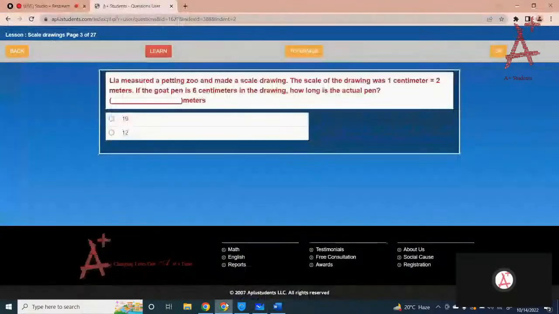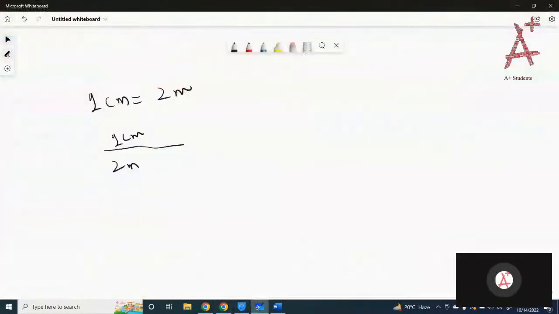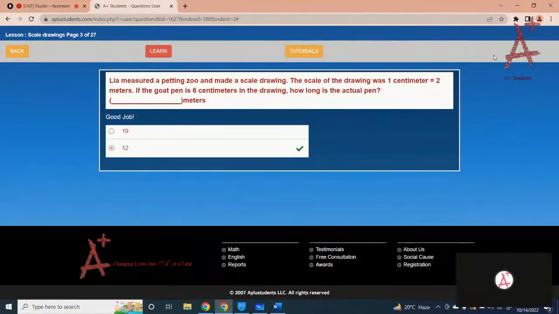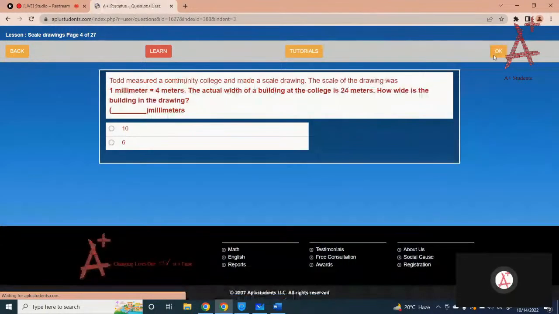Then it would be, multiply the numerator and denominator by 6. So it would be 6 centimeters times 2, which is 12 meters. Got it? Select the correct option and click on the OK button. Yes, kids, very good. It is 12.